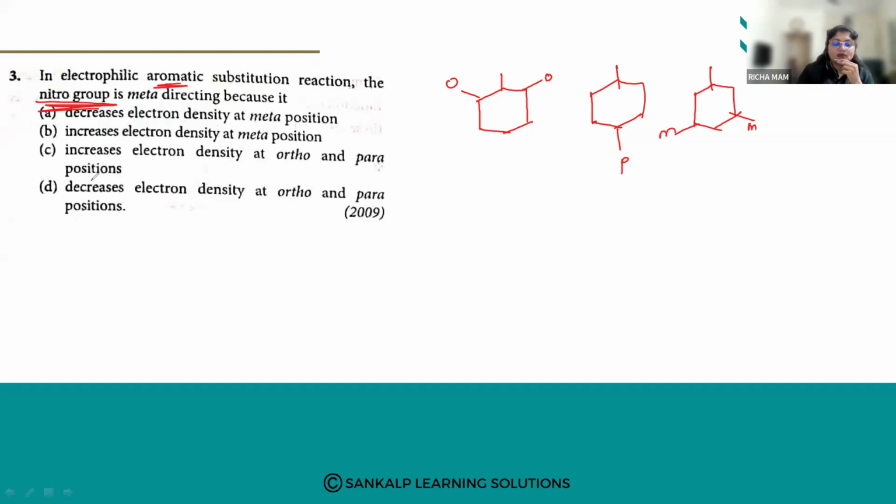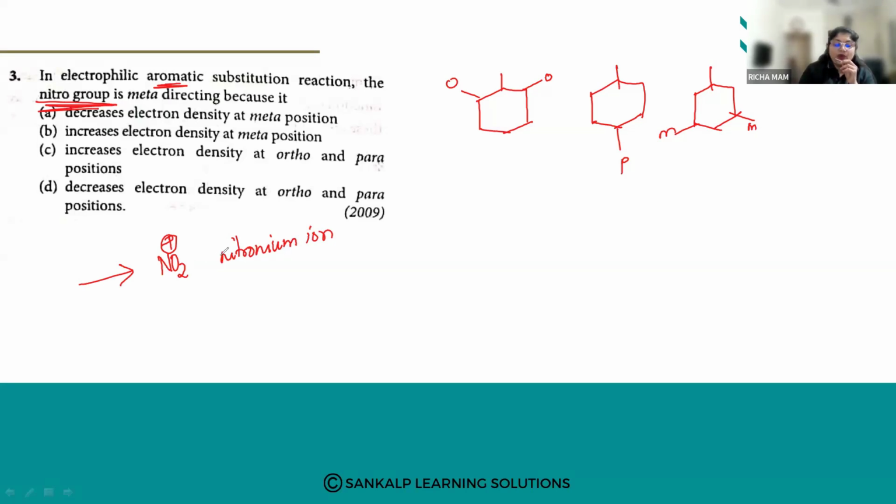Nitro group is an electrophile, right? Nitronium ion is formed whenever we are doing nitration. In nitration we are using a nitrating agent like concentrated HNO3 and concentrated H2SO4. From this we produce the nitronium ion. This nitronium ion is a good electrophile, so it undergoes an electrophilic aromatic substitution reaction.